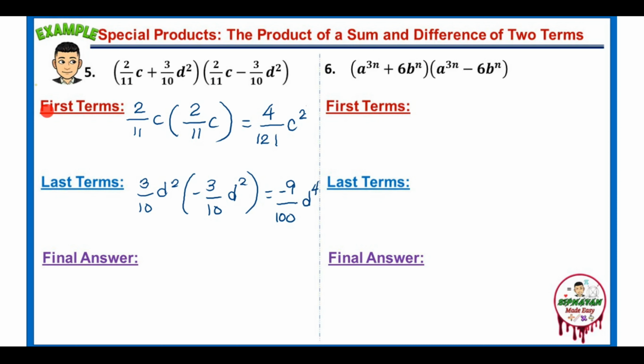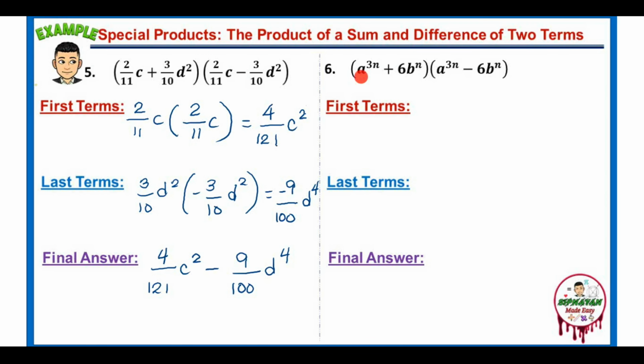To finalize our answer, we're going to combine the product of the first terms, which is 4 over 121c squared, and the last terms, which is negative 9 over 100d raised to 4. Since the given terms are unlike, we're going to write them as they are. The final answer is 4 over 121c squared minus 9 over 100d raised to 4.